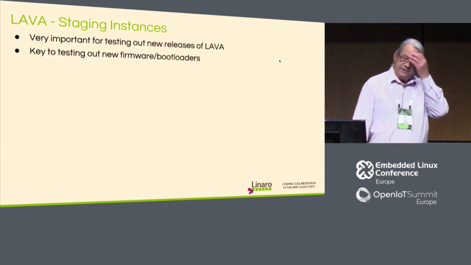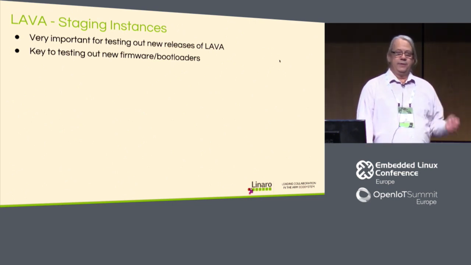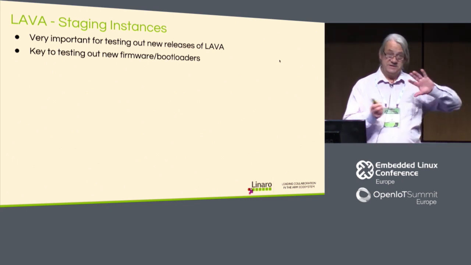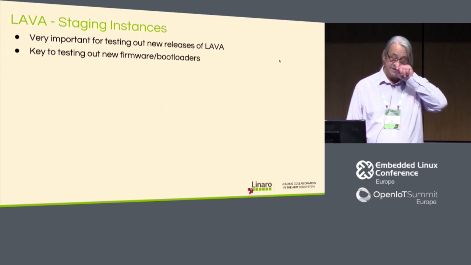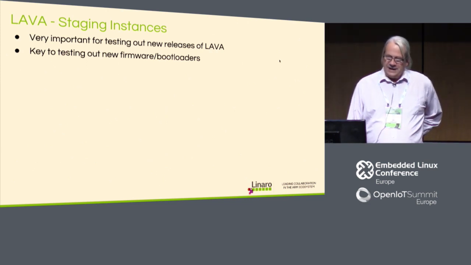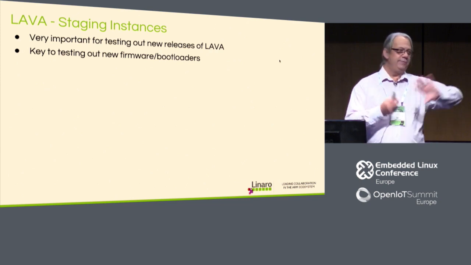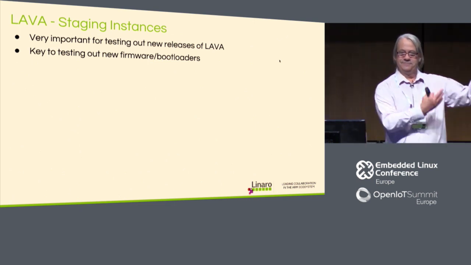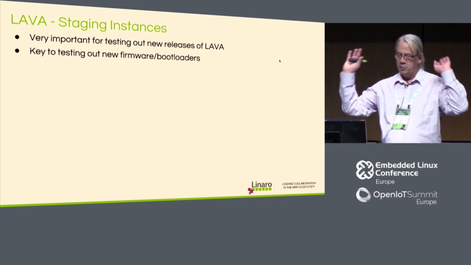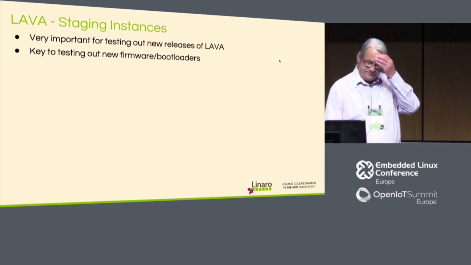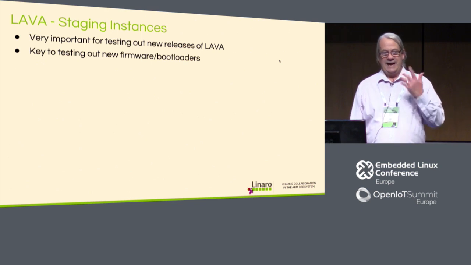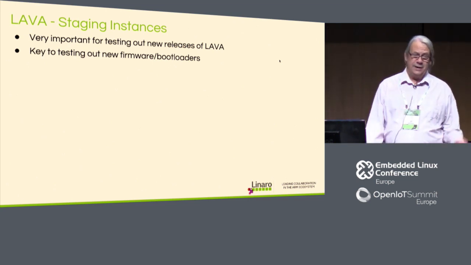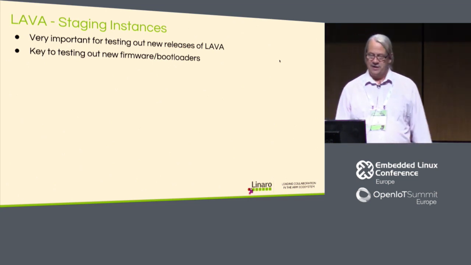And I mentioned it briefly, staging instances. So we have two staging instances, one for the main Lava production and one specifically for LKFT, the kernel functional test. It's very important, because there's a new release of Lava every month, practically. You can't just install the new release and go, oh, I'm sure everything will be fine, because often it's not. Something fundamental may be broken. So we have at least one instance of every device type in our staging instances. And that way, we get to test out the new releases of Lava.